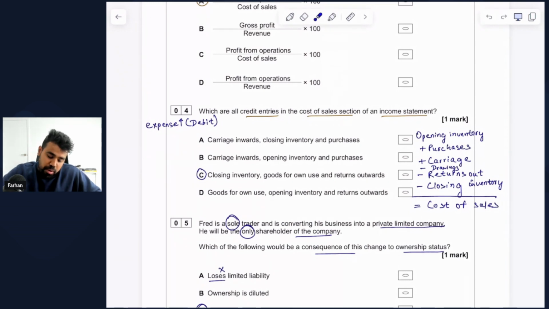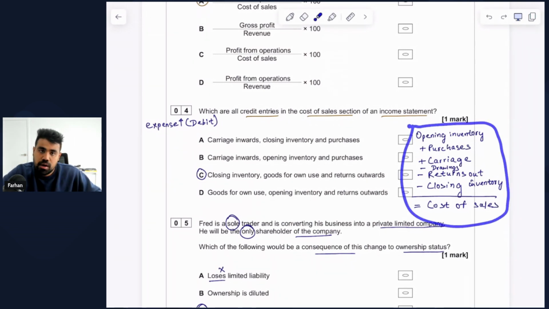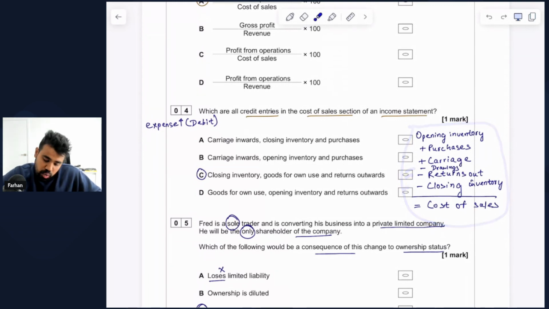So if you check the formula that we just wrote here, anything that has a minus or a subtraction next to it basically reflects a reduction in cost of goods sold and therefore should be the credit entries. So we have drawings, we have return outwards, and then we have closing inventory. And if you check option number C, you can see we have closing inventory, goods for our own use, which refers to the drawings, and then we have return outwards. And that is why option C is the correct choice for question number 4.